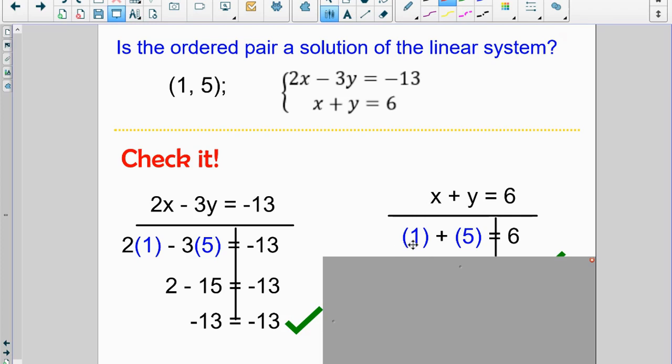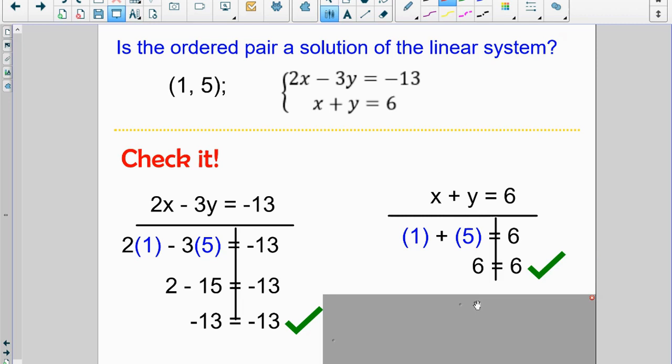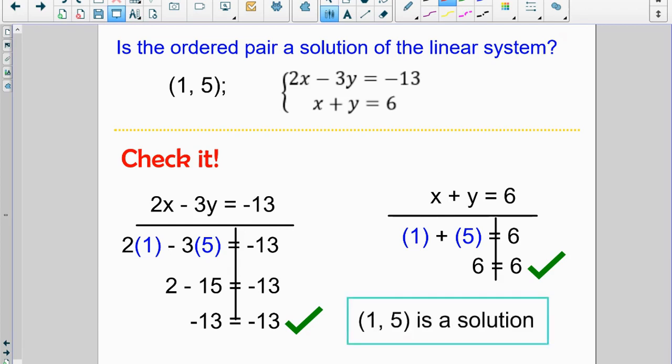We substituted in our values for x and y, and we got 1 plus 5 equals 6, which is also true because 6 equals 6. So (1, 5) was the solution to the first equation. (1, 5) was the solution to the second equation. So (1, 5) is a solution to the system. Okay, so the key there is that this ordered pair must be a solution to both equations, or all equations within the system, to be considered a solution to the whole thing.